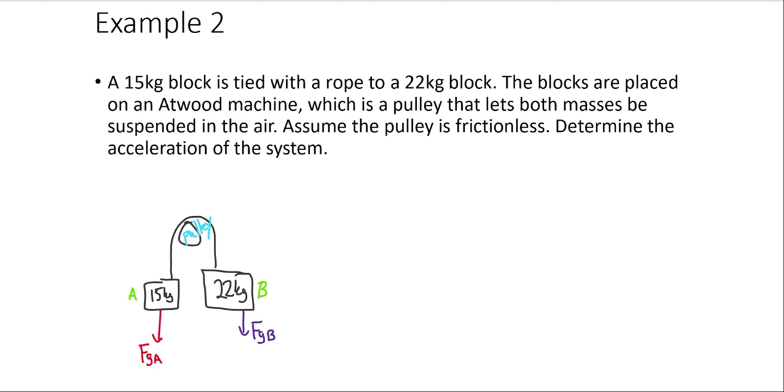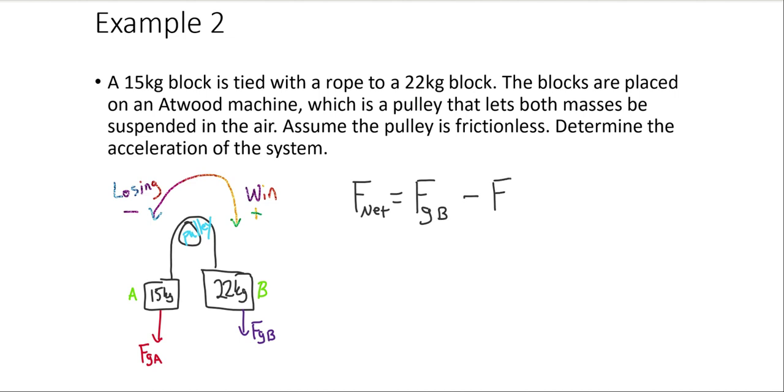So this means that when we make our direction of motion, the direction of motion actually does a 180, like you see here. And our winning direction is going down on the right side, up on the left side, and our losing direction is going down on the left side and up on the right side. We can use this to make our net force equation. My net force equation would be all of my winning forces, force of gravity of B, minus all of my losing forces, the force of gravity of A.